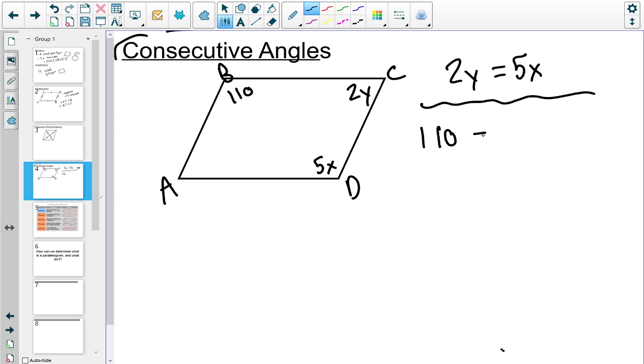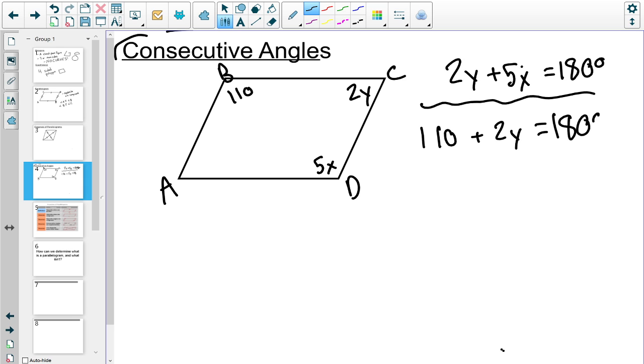110 and 2y are consecutive, not equaling each other. Please ignore this mistake. They add together to equal 180 because they are supplementary. 110 plus 2y. I already wrote that up there. I meant to write 5x. There we go. Now I'll reread this out so it all makes sense.